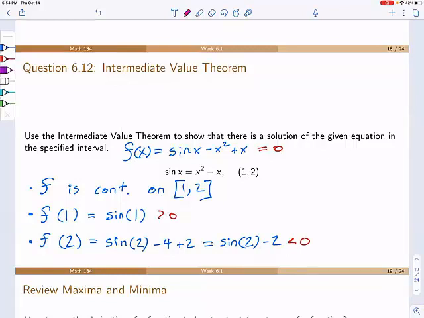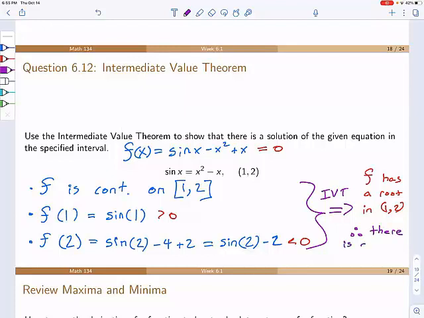So I have exactly what I need to put all the ingredients together for the intermediate value theorem. I can state just as above, I can say that f has a root in the interval 1, 2. And I can make my conclusion, therefore the equation has a solution in the interval from 1 to 2. So therefore, I'm going to write there is a solution in the interval 1, 2. And that's what the question asks for.